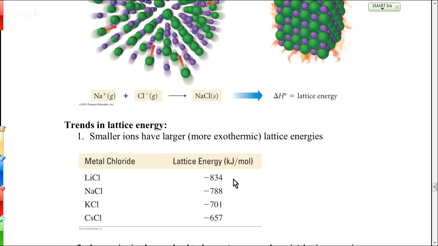Smaller ions generally have larger lattice energies than larger ions, meaning that their crystalline structures are more stable than the others. Why do you think that is? Why should smaller ions have greater lattice energies than larger ions?